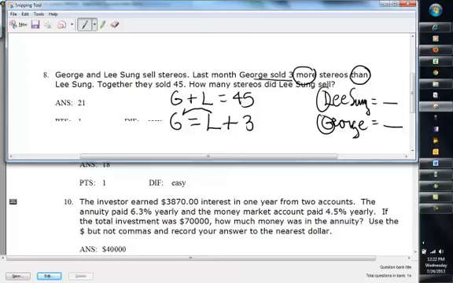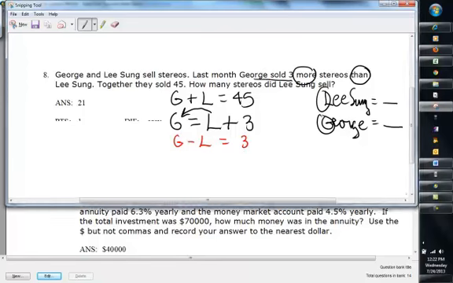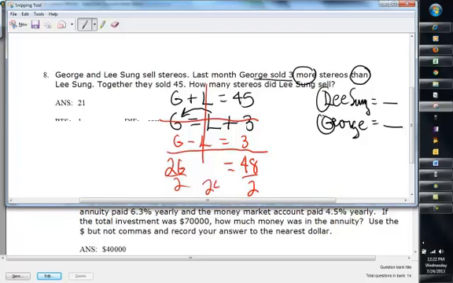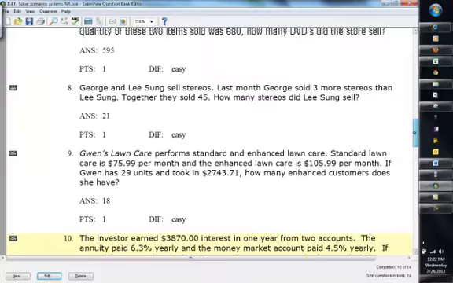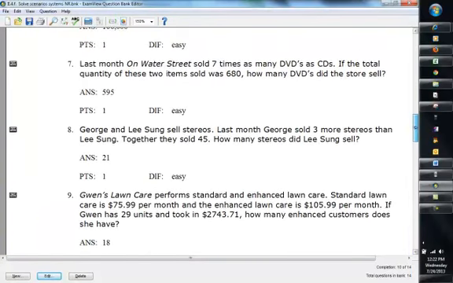We want to get the L on the other side, so that equation could be rewritten as George minus Lee equals 3. This one's really set up nicely for solving by elimination. So G and G makes 2G. L minus L makes 0. And you get 48. 45 and 3 makes 48. Divide both sides by 2. So George makes 24. And he sold 3 more than Lee, so Lee sold 21.